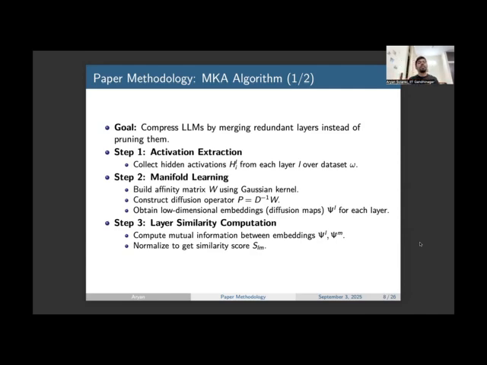The step 3 that we do is that we have these psi for individual layers. So L is a layer and M is a layer, and we have these psis for every single layer. What we want to do is compare the embeddings of layer L and layer M. So hence we compute a mutual information between them, and we then normalize them for each of these LM comparisons, to get a similarity score S subscript LM.